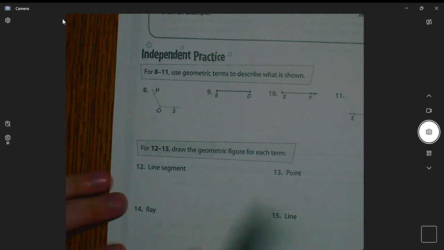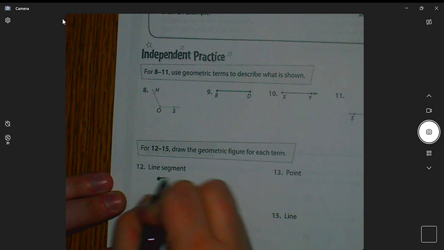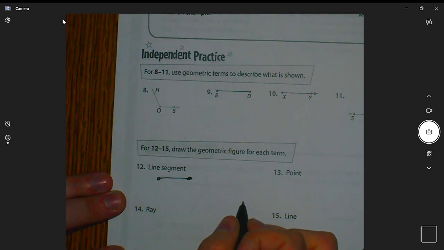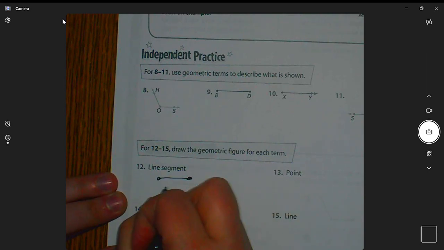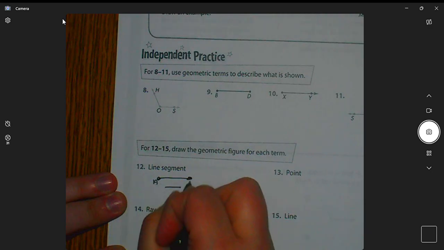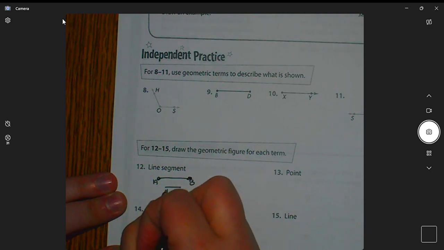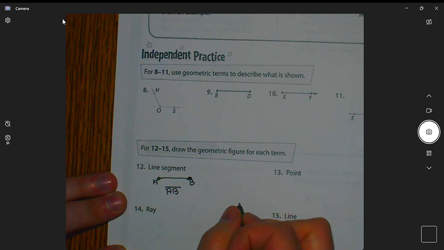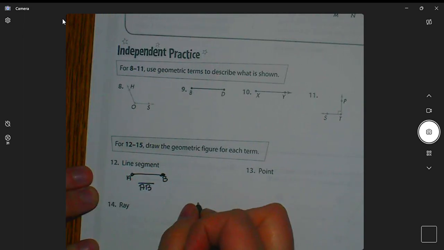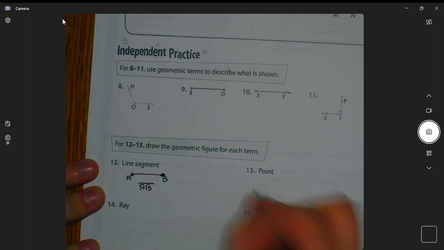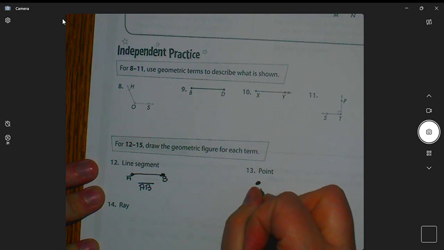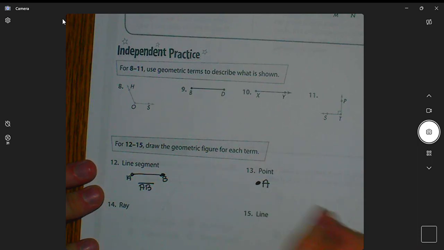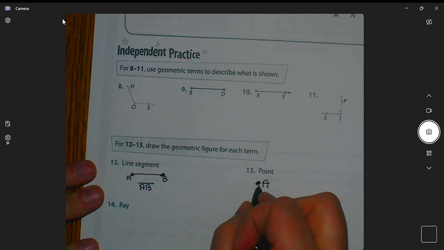A line segment. A line segment has two endpoints and a line in between. And I notate it, I show it when I write by a straight line. So we can say this is point A, point B. So I would say line segment AB. Let's look at number 13. A point. A point is a fixed location and it has one singular letter. So how I notate it is exactly as I've written it, point A.